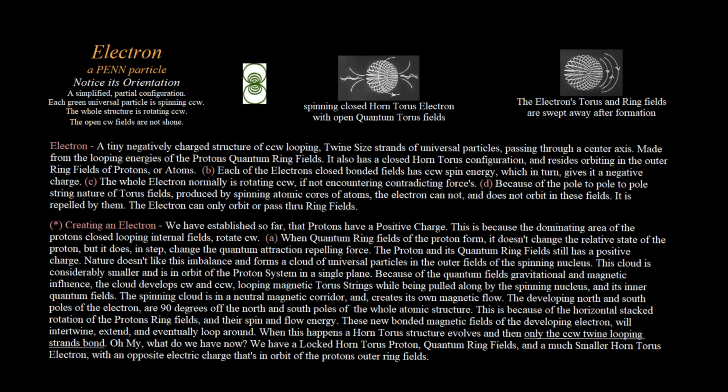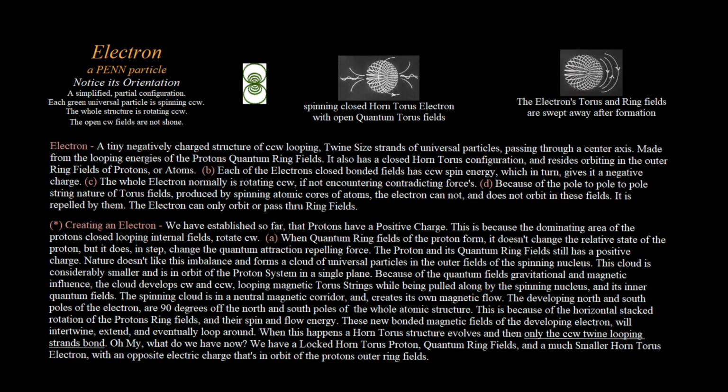Electron: a tiny negatively charged structure of CCW looping, twine-sized strands of universal particles, passing through a center axis. Made from the looping energies of the proton's quantum ring fields. It also has a closed horn torus configuration, and resides orbiting in the outer ring fields of protons, or atoms. B. Each of the electron's closed bonded fields has CCW spin energy, which in turn gives it a negative charge. C. The whole electron normally is rotating CCW, if not encountering contradicting forces.